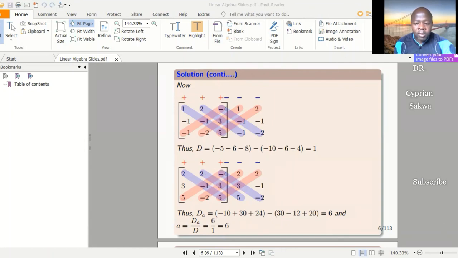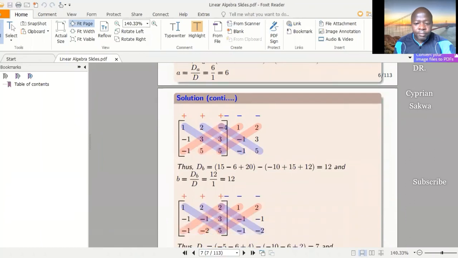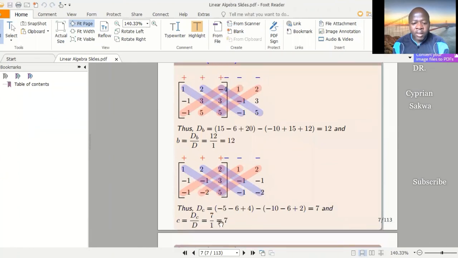Let's proceed to find the determinant with respect to B, that is DB. The matrix there was this one in brackets. Multiply along the blue diagonals and write your result in this first bracket. Multiply along the red diagonals and write your result in this other bracket. I'm going through the determinants very fast because I had already gone through this in our earlier video. I already showed you how to find the determinant of matrices. When you do this, you find that DB is 12. So what is B? B is DB out of D, which is 12 out of 1, and that gives you 12. We do the same to get C, and when you do that, you find that your C is 7.